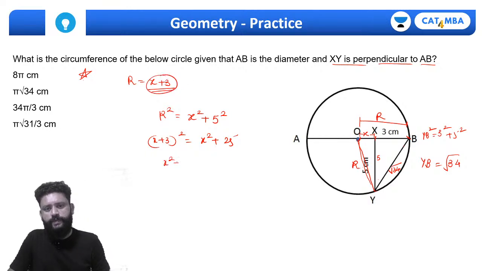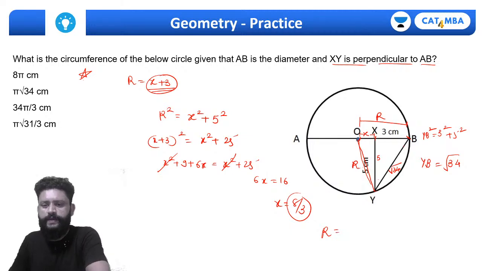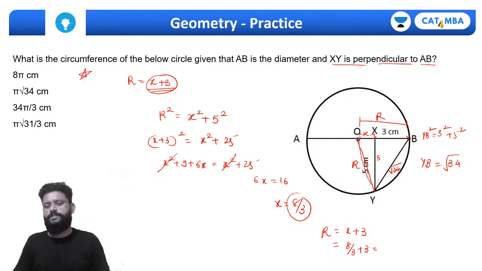So it will be x square plus 3 square is 9 plus 2 into 3, 6x must be equal to x square plus 25. That's the simple calculation you can have. 9 minus, do it from here, 6x has to be 16. So x has to be 8 by 3, and the radius of the circle will be x plus 3. That simply means 8 by 3 plus 3, which comes out to be 8 plus 9 is 17 by 3.